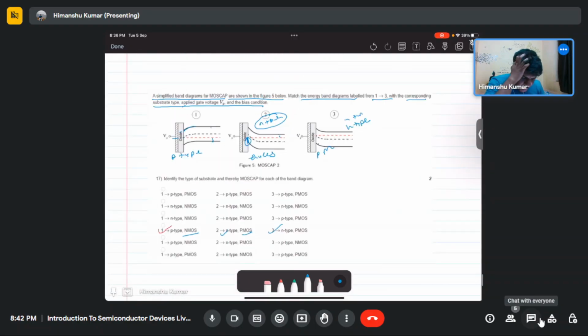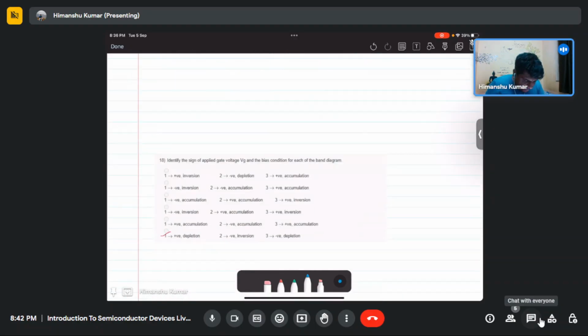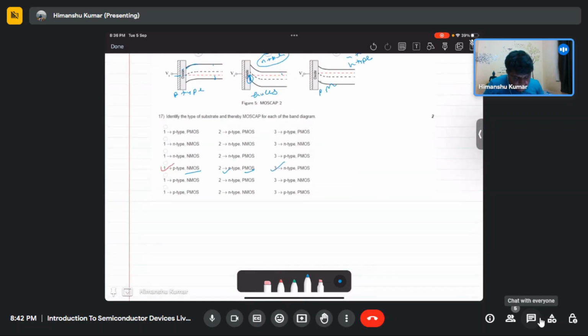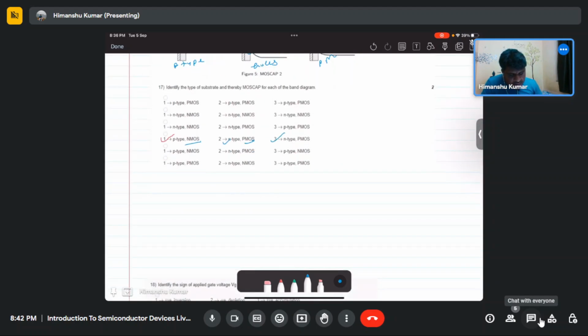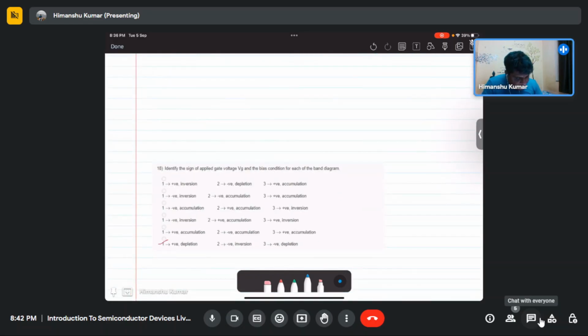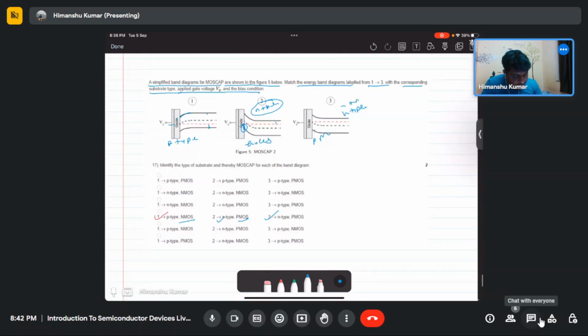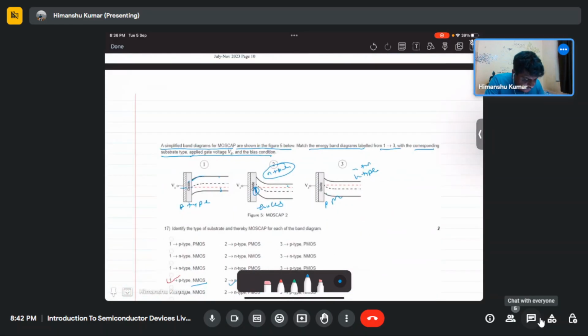Now we need to apply the positive. So a P type substrate is there. If you apply the positive bias, then depletion will happen. So negative bias. So 1 and 3 are different.